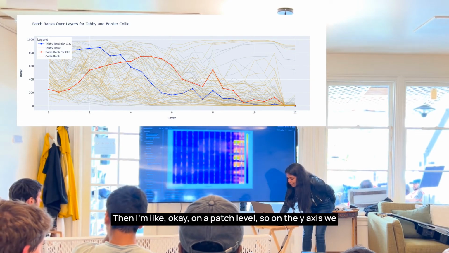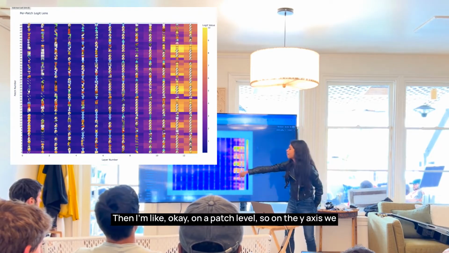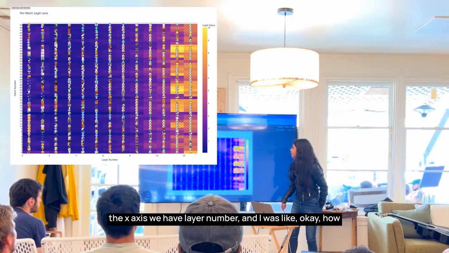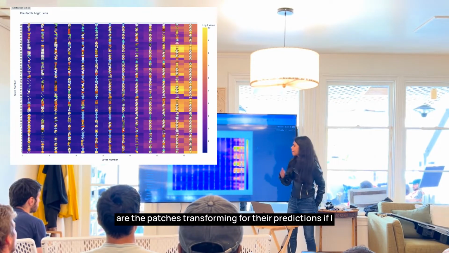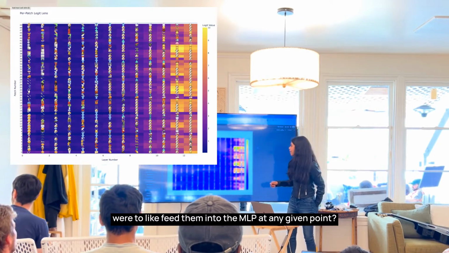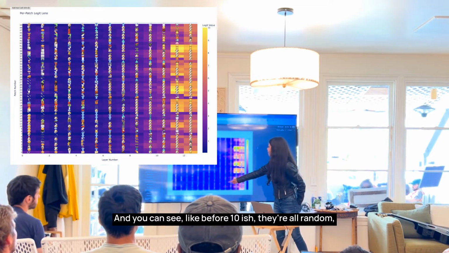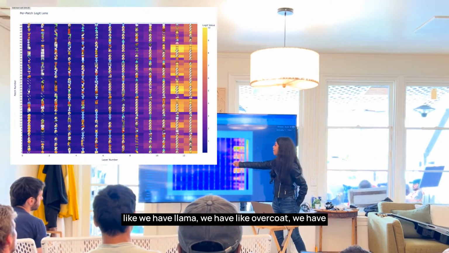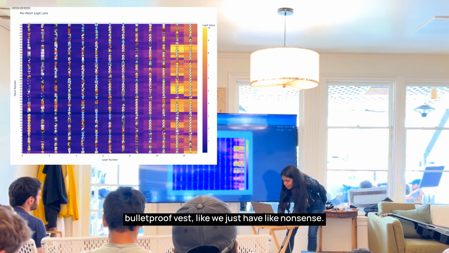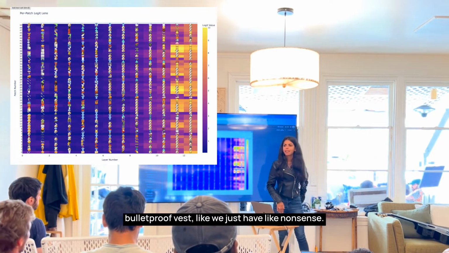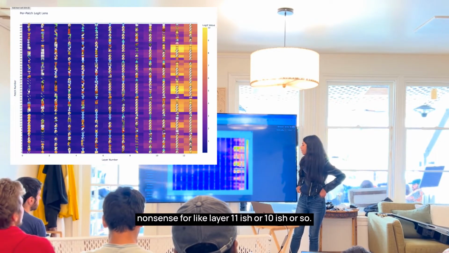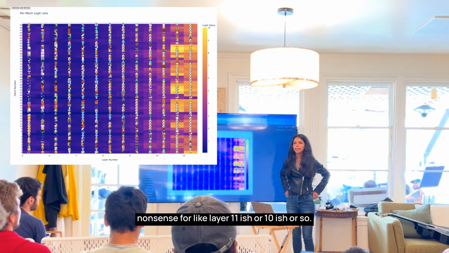Then, on the patch level, on the y-axis we have the patch number, there are 50 patches, and on the x-axis we have layer number. I was like, how are the patches transforming for their predictions if I were to feed them into the NLP at any given point? And you can see, before layer 10-ish, they're all random. We have a llama, we have an overcoat, we have fox, we have bulletproof vest. We just have nonsense. Basically the Logit lens is nonsense for layer 10 or 11-ish or so.